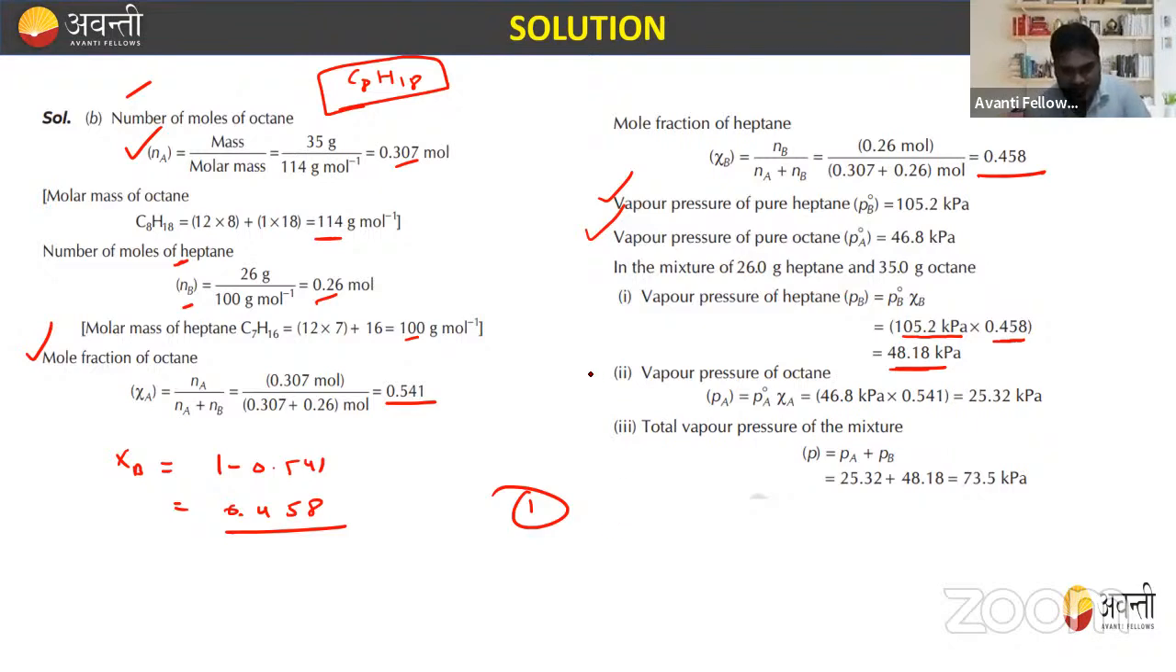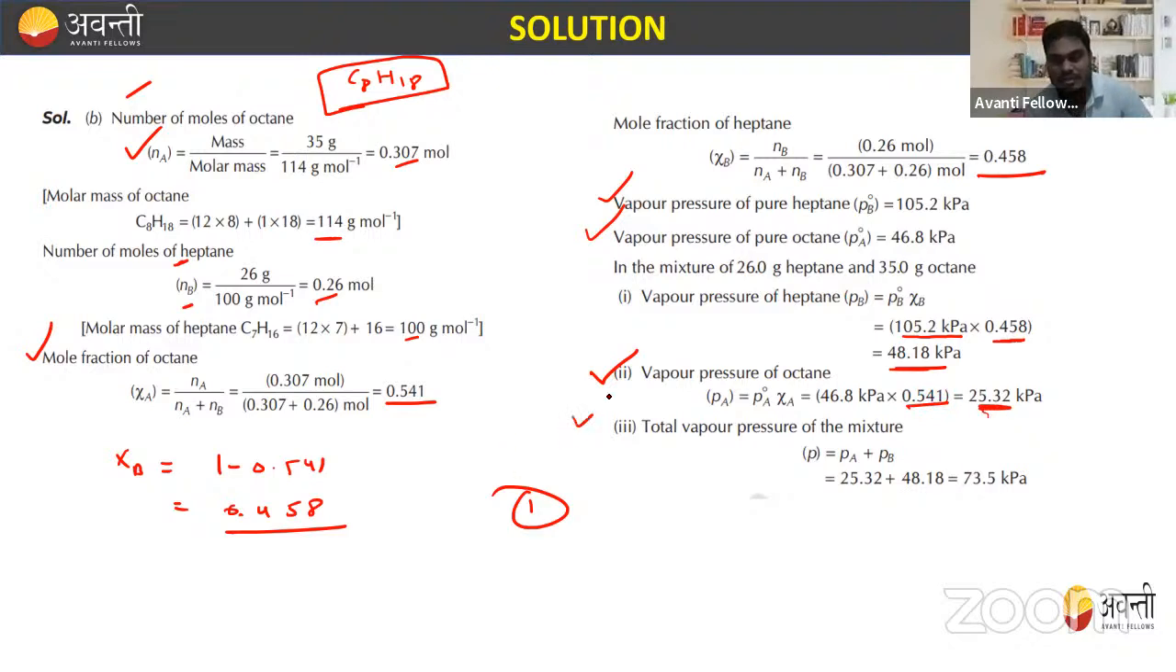On a similar basis, if you want to calculate the vapor pressure of octane, okay, what you have to do, beta? PA is again P naught A into XA. So P naught A here is 46.8 and XA is equal to 0.541. So it comes out to be 25.32 kilopascal.